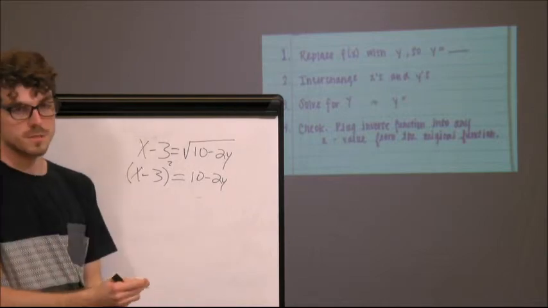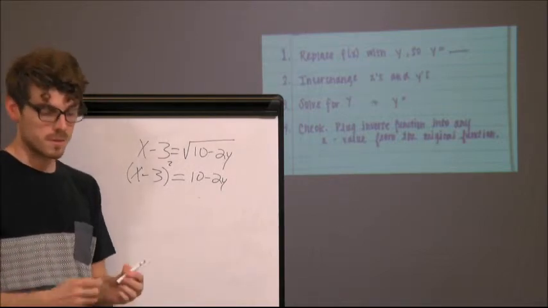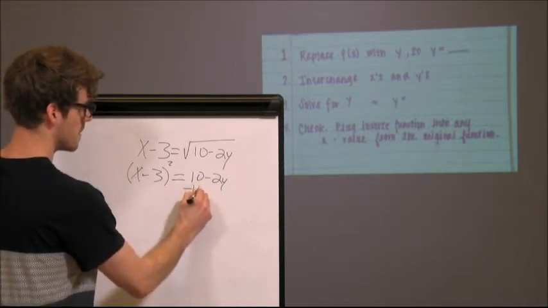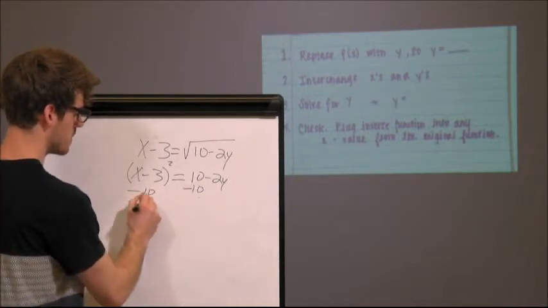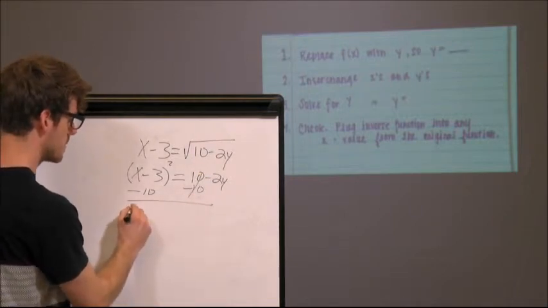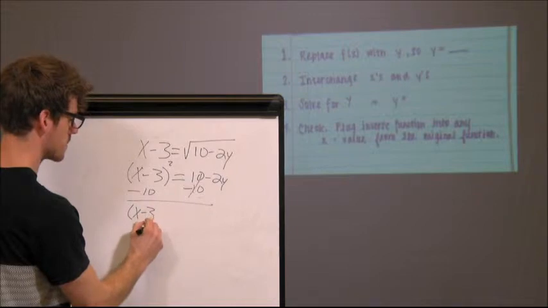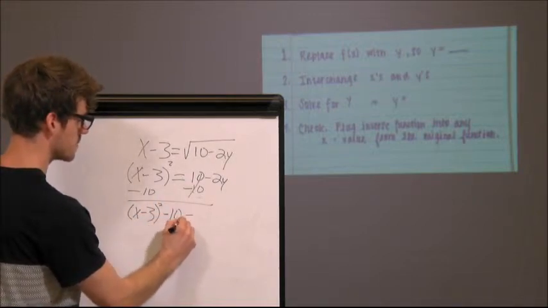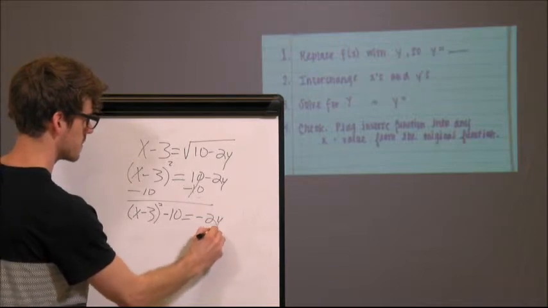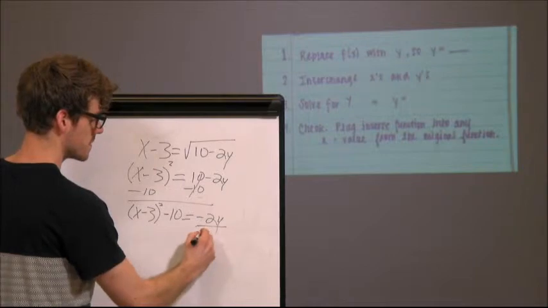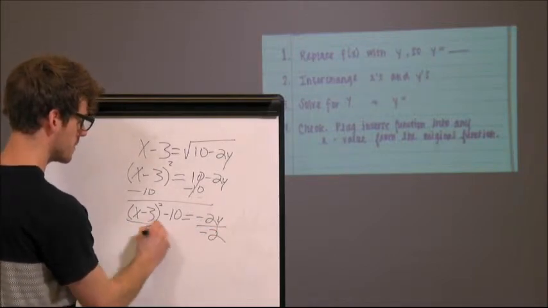Alright, and then again, we're just trying to solve for y. So we're going to go ahead and get that by itself by subtracting 10, which leaves us with (x minus 3) squared minus 10 equals negative 2y. Alright, and again, we're just trying to solve for y, so we're going to go ahead and divide by negative 2.